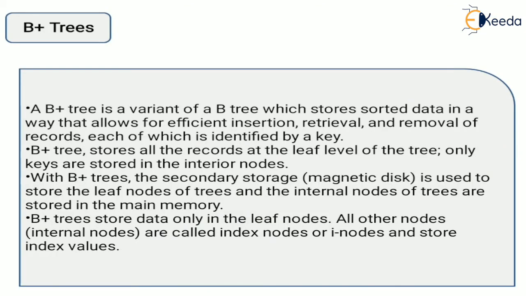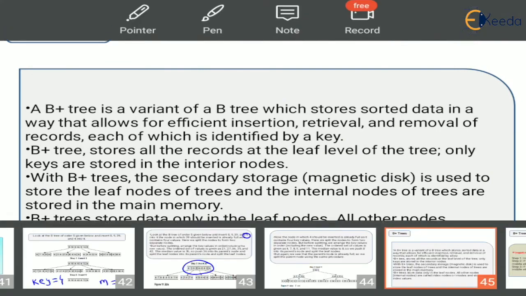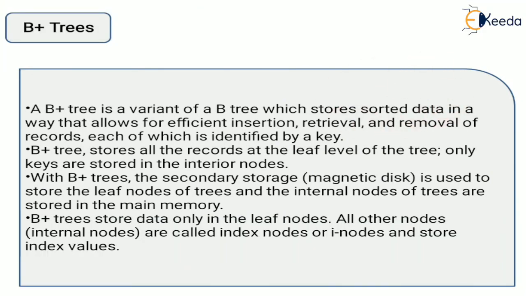Now the next subtopic from the main topic, search trees of chapter 3, is B plus trees. A B plus tree is a variant of B tree. Please remember, it is a variant of B tree which stores sorted data in a way that allows for efficient insertion, retrieval, and removal of records, each of which is identified by a key. So every element in a node is identified by a key.